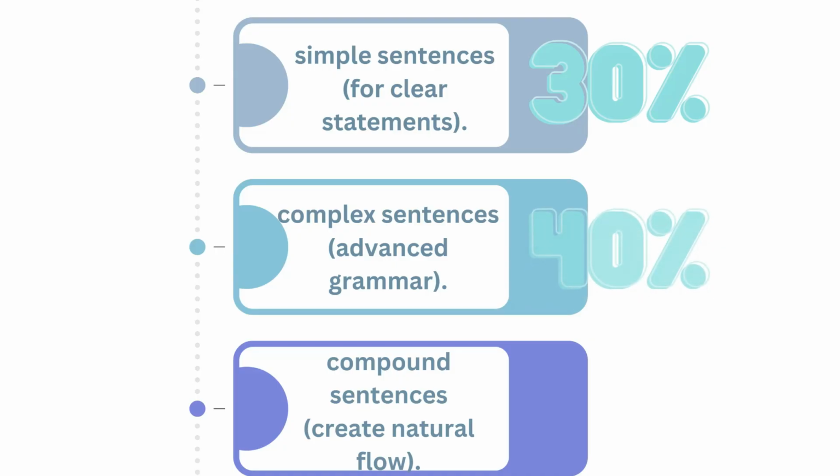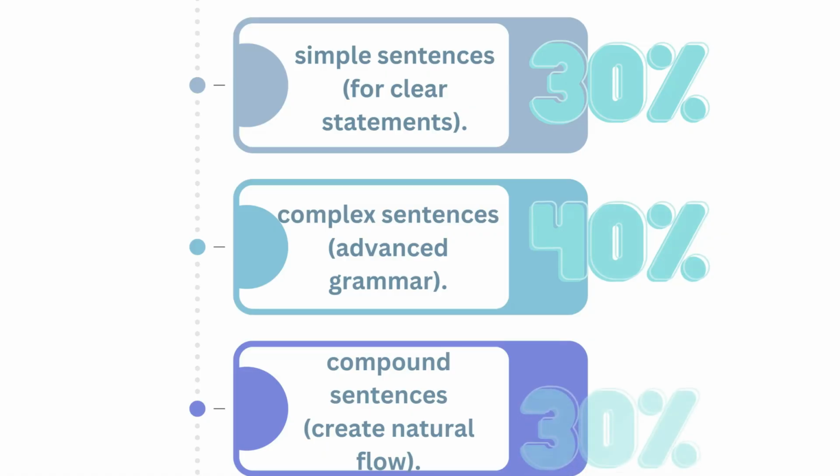40% should be a complex sentence because it does show advanced grammar. It shows that you have a high level of proficiency in the language. And only 30% will be compound sentences to create natural flow. The compound sentences can be combined with transitional words, and that will bring up your logical flow and bring up your completeness of writing the answer.